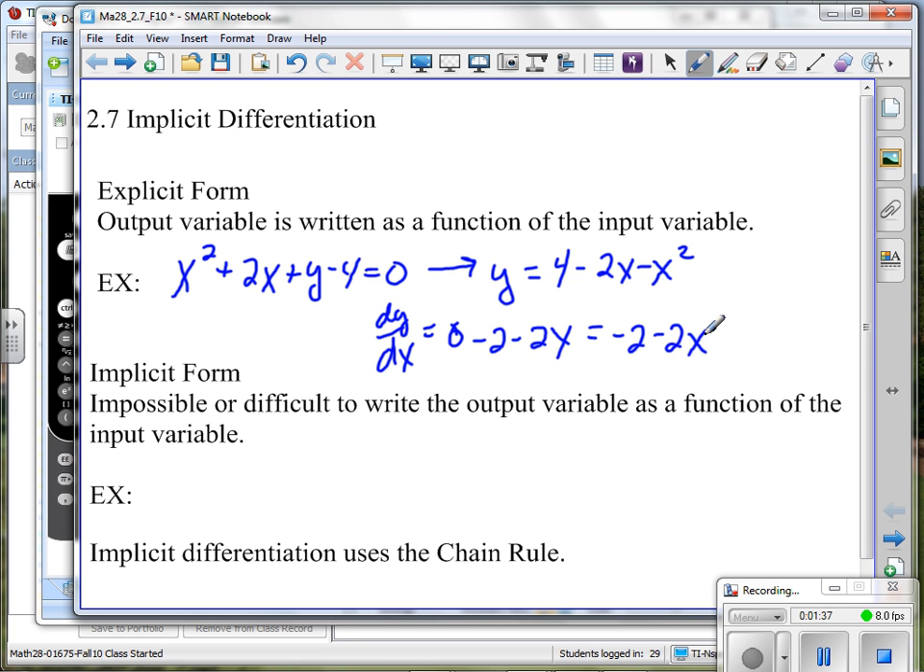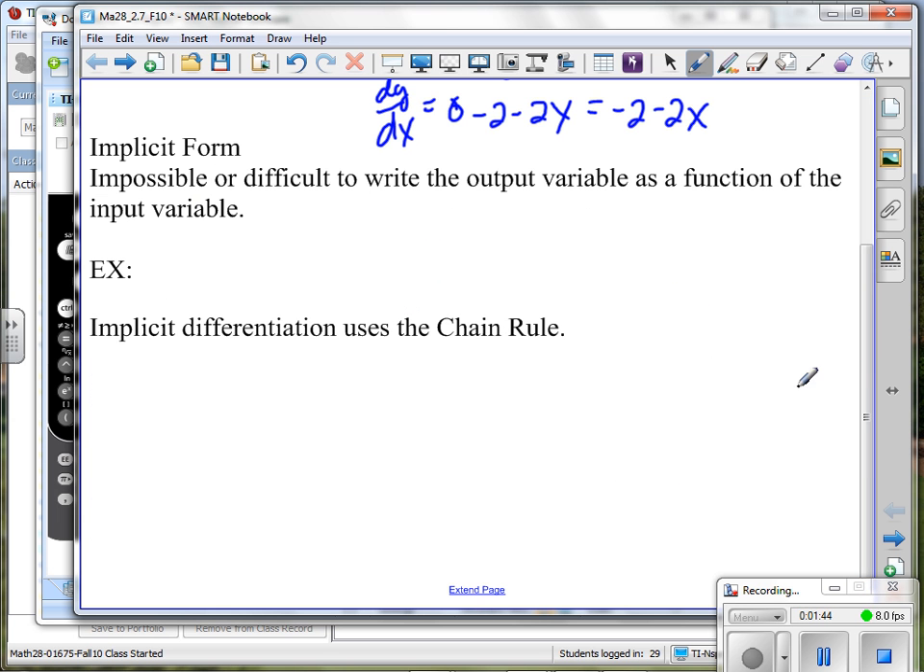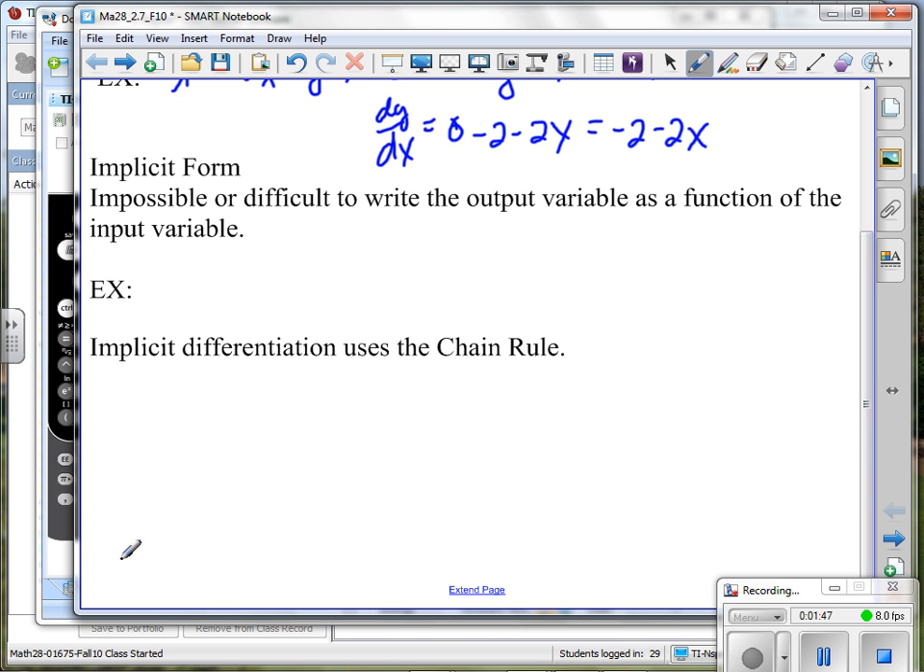This is the quiz material that we're going over. However, implicit, I guess if you have nightmares maybe, but okay. Implicit means that I cannot do that very same thing. For example, if I give you x squared plus 2xy plus y squared equals 3, I challenge you to write it as y equals.